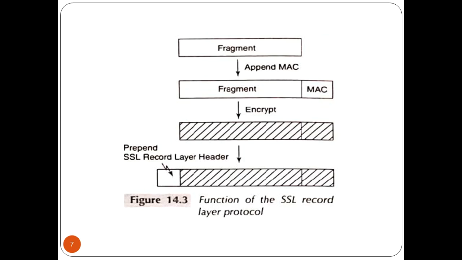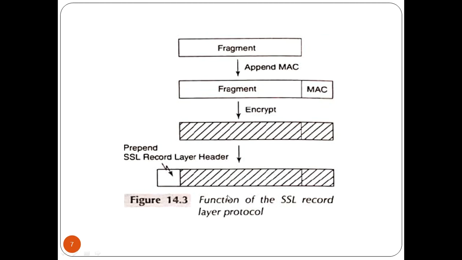The content type field is a 1 byte field, which is used to identify the higher layer protocol used to process the fragment. The next field is the version number field, which is 2 bytes and is used to specify the version number. Finally, the third field is the length field, which indicates the fragment size in terms of bytes. So these are the three fields which construct an SSL record layer header that is added along with the encrypted fragment including MAC or padding if any, and then forwarded to the next layer.